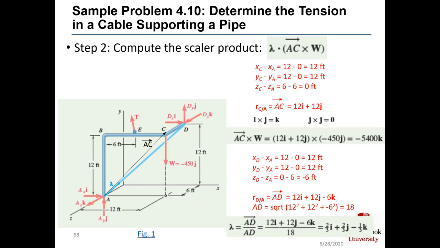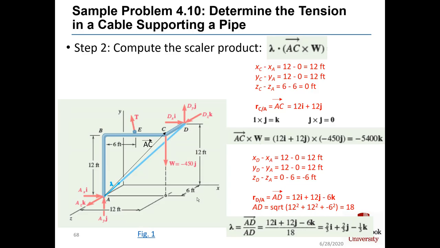Well, the first thing we do is find the value for the scalar product, lambda dot AC cross W. We can compute it all because there's no unknowns in that equation. Point C is X2, point A is X1, and X sub C is 12. There's our 12. X sub A is 0. 12 minus 0 is 12. Y at point C is also 12, minus 0 is 12, and Z at point C is 6, and Z at point A is 6, so that gets 0. So that vector R of C slash A, which is also vector AC, is equal to 12i plus 12j.